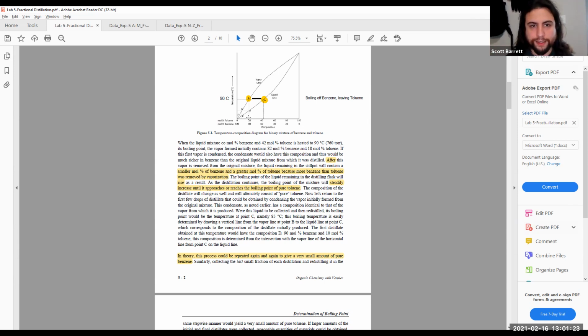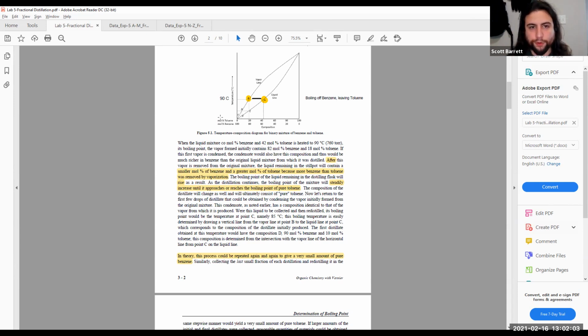The boiling point of the liquid remaining in the distilling flask depends on what is left in the flask. What would be left is mainly toluene, since you would be pulling more benzene over, and the molar fraction of toluene to benzene is going to increase. That means your boiling point would increase, because you'd be left with less benzene and more toluene. As the distillation continues, the boiling point of the mixture will steadily increase until it approaches or reaches the boiling point of pure toluene.